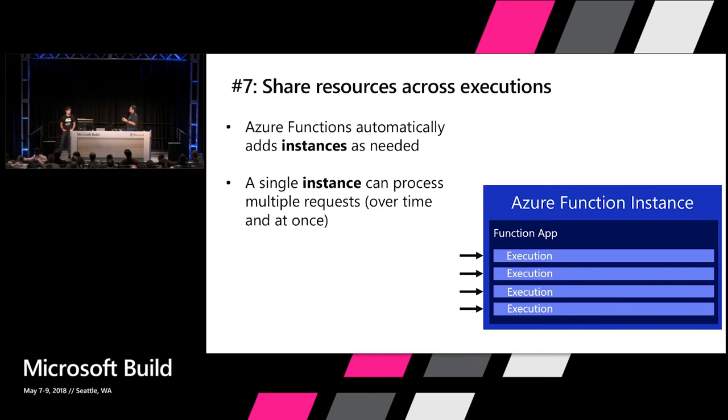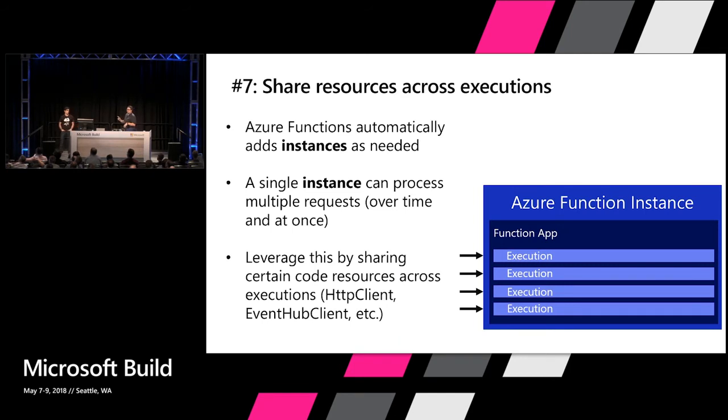Now, the reason that I want to share that is because you can actually take advantage of this behavior. There are certain things that you might be doing in your function that you may want to only do once, but then share across multiple executions. The most common example I see of this is the HTTP client, where you're making some HTTP request in your function code. The other ones I see very often are SQL client, Event Hub client, pretty much anything that has the word client at the end of it.